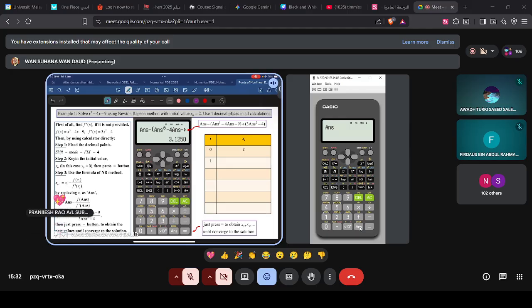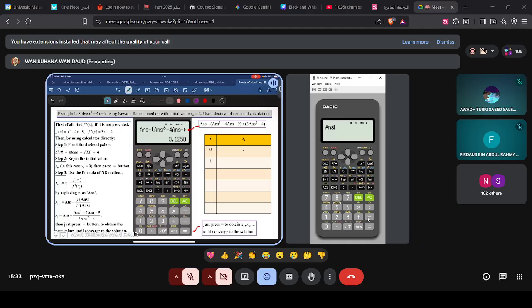Everyone got your calculator in front of you? You press 2, 2 is the initial value. You press equal and you press ans. I repeat: you press 2, the initial value, you press equal and then you press ans. Okay, now we're going to apply the formula.